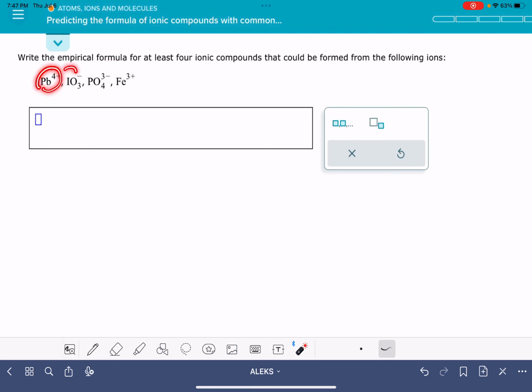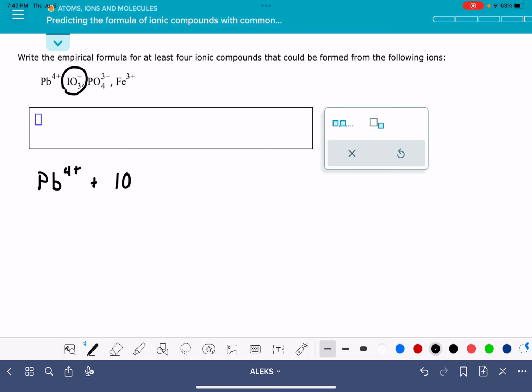Theoretically, any cation can be combined with any anion, so what we want to do is just write all possible combinations for these ions. I'm going to begin by writing the lead ion, Pb4+. We want to consider the possibility that the lead ion combines with the IO3 minus polyatomic ion. We'll see what we get from that. And also we want to write the formula of the ionic compound that we would get by combining the lead 4+ ion with phosphate PO4 3-. That's going to be 2 of the 4 ionic compounds.